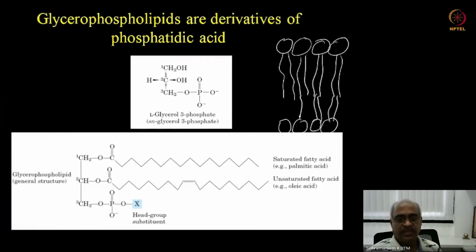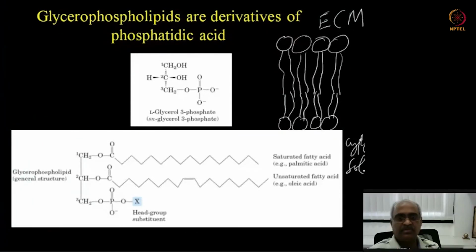So therefore these hydrophobic groups face each other and they have hydrophobic interactions. And these polar groups face, this could be the extracellular matrix outside of the cell, and this could be cytoplasm. Okay. Cytosol. So on both sides it is an aqueous environment and here is the hydrophobic region. So this is how the phospholipids form the cell membrane.